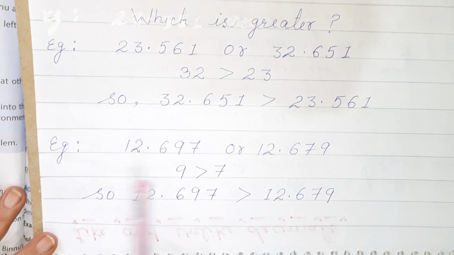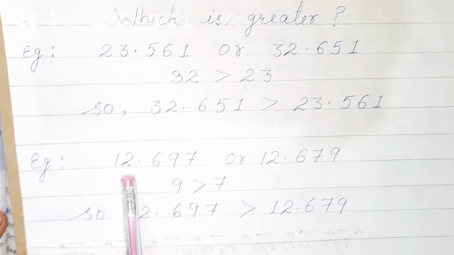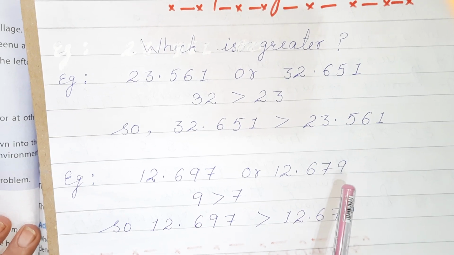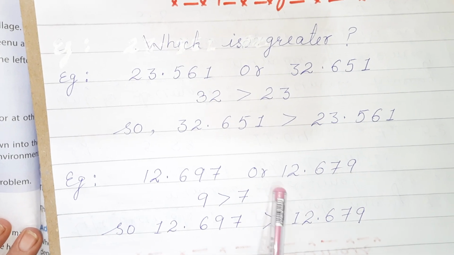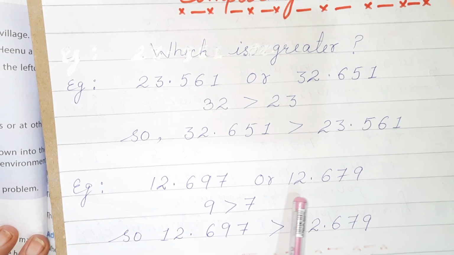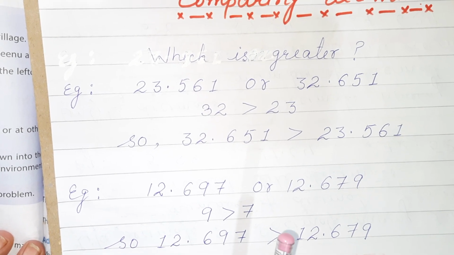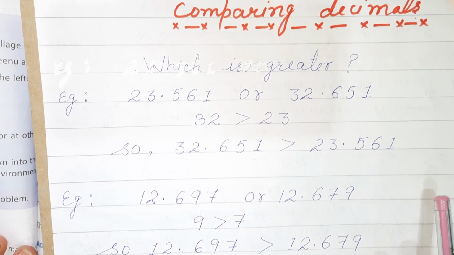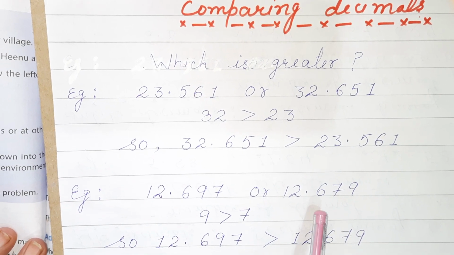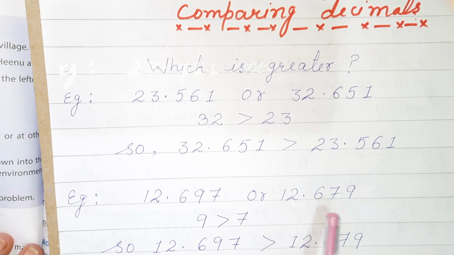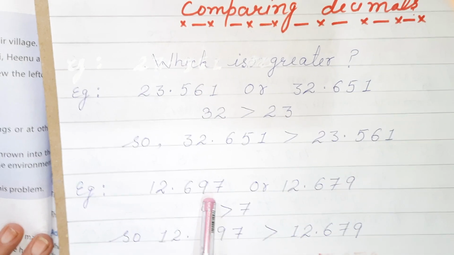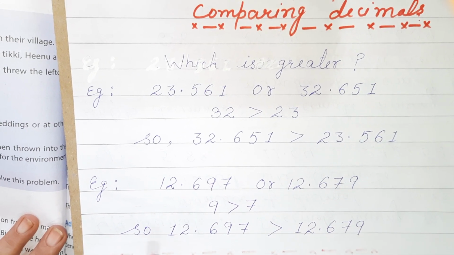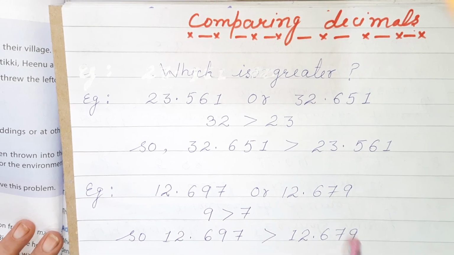Okay. Now in the next example, my first number is 12.697 and the second number is 12.677. In these numbers, our whole part is the same, 12, so there is no need to compare the whole part. Now we will move to the decimal part. The decimal part has 6 here and 6 here, the same. Here 9 and here 7. So 9 is greater than 7, so this number is greater than this number.